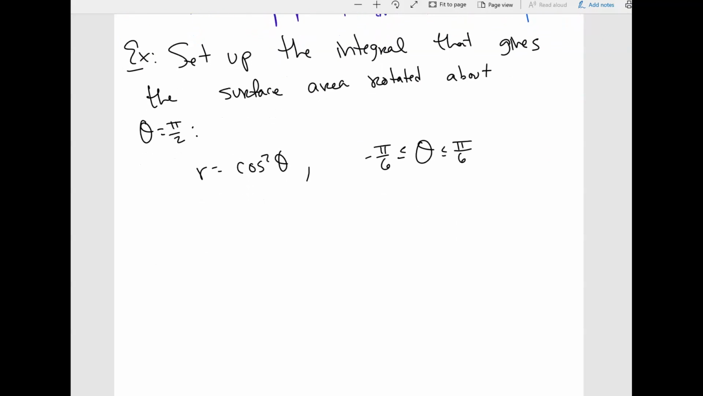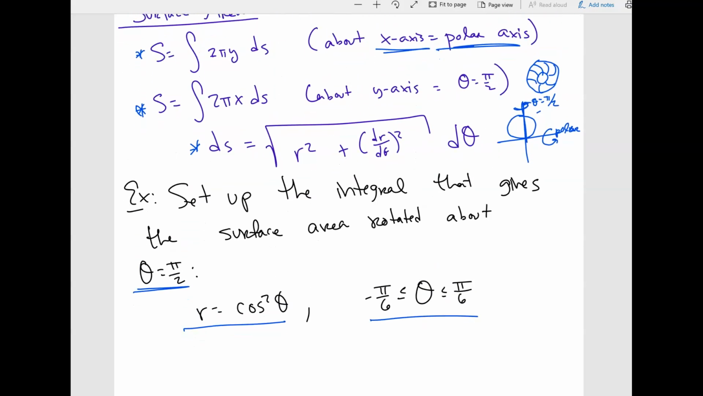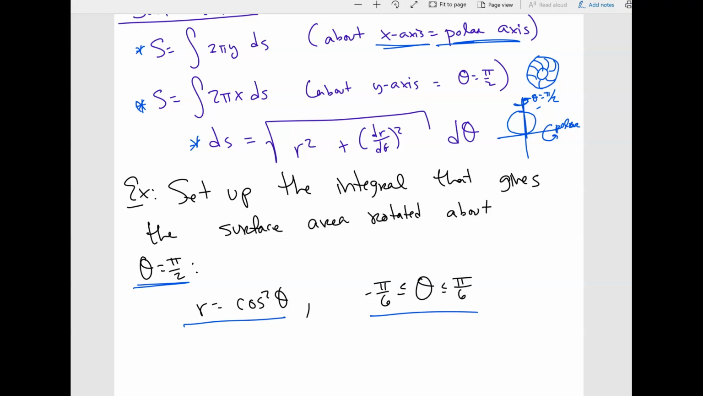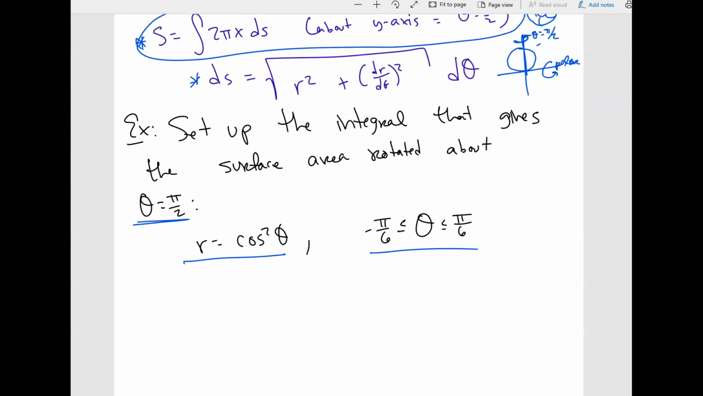So set up the integral that gives the surface area rotated about theta equals pi over 2. Here is my polar region, and here are my values. Nothing so much to it. Let's just plug it into the formula. Since we want theta equals pi over 2, it's just going to be this guy. So S is equal to the integral of 2 pi x ds.